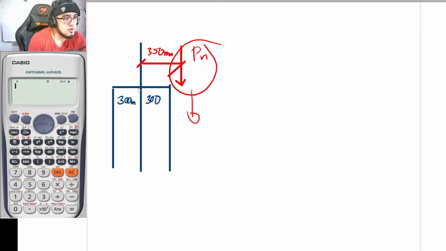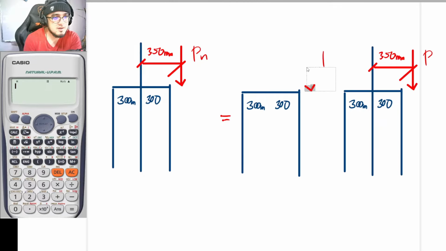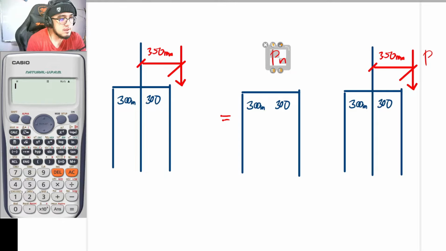So as you can see, we have a Pn here at this location, and an eccentricity here. This is basically equal to, so I would just be copying this section for a moment. So if this is now to be your value for your Pn, let's say Pn is to be acting concentrically. When I say concentrically, it is to be located at the centroid.